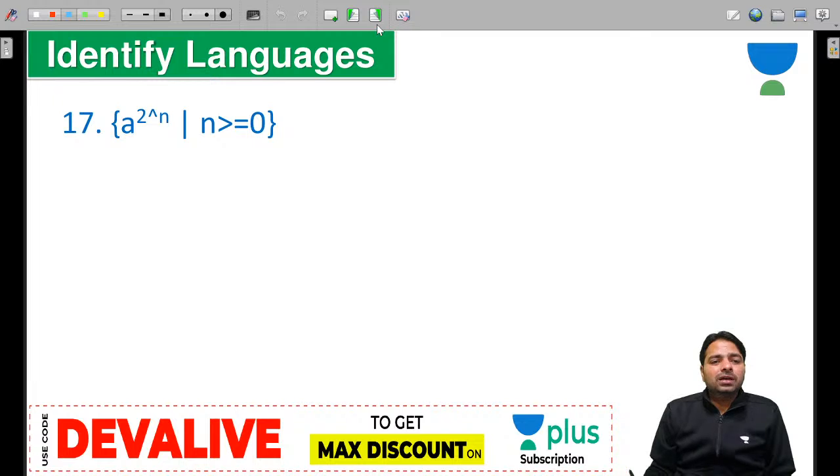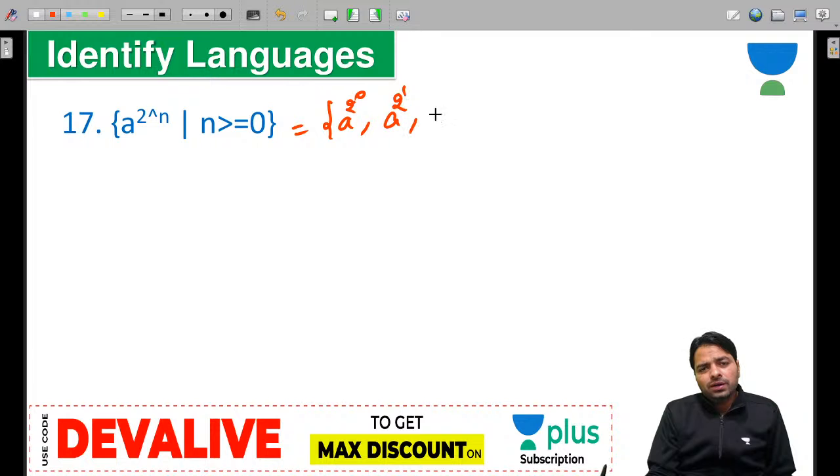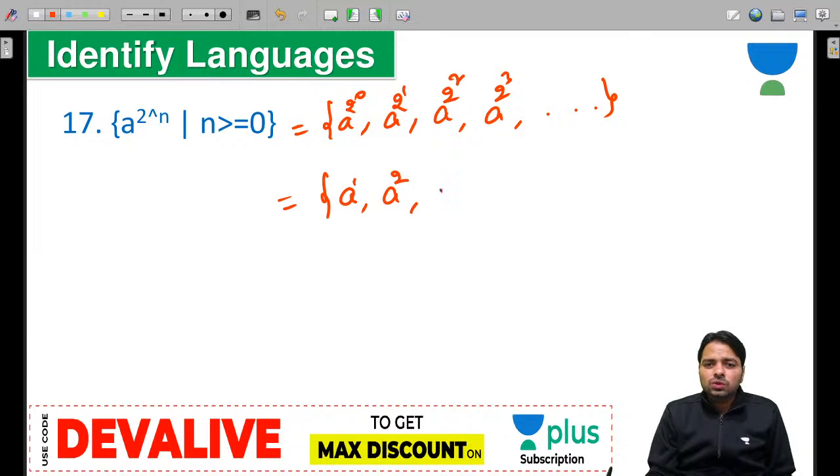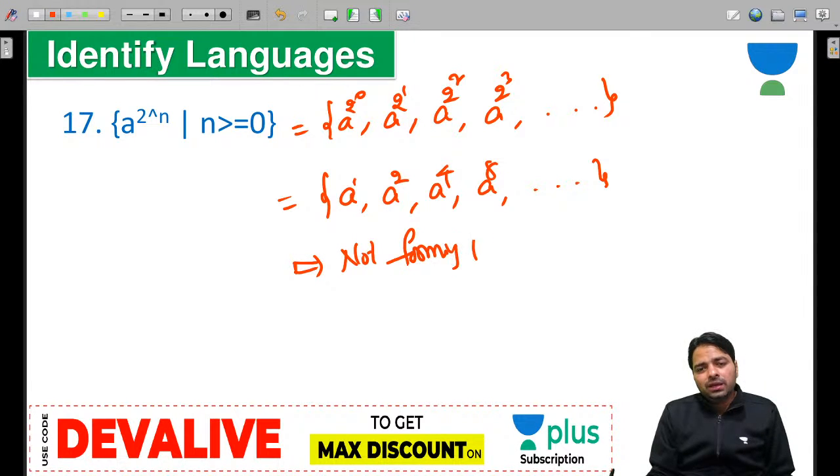Okay, next one. a power 2 power n. Directly you can answer now because this is equal to a power 2 power 0, a power 2 power 1, a power 2 power 2, 3, and so on. Which is going to be 2 power 0 is 1, 2 power 1 is 2, 2 square is 4, 2 power 3 is 8, and so on. Definitely this is also not forming AP. Lengths of the strings are not forming AP. So arithmetic progression not formed. So it is also not regular.